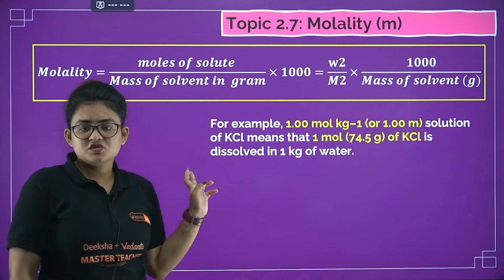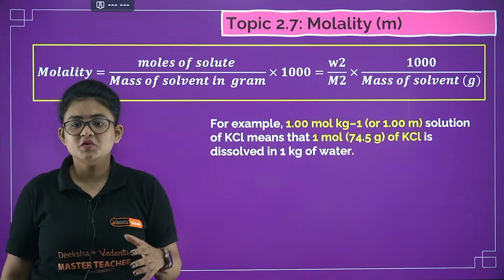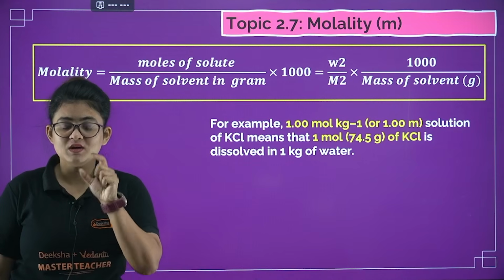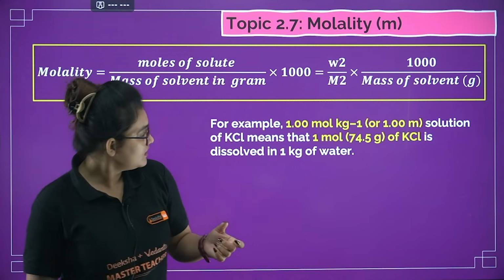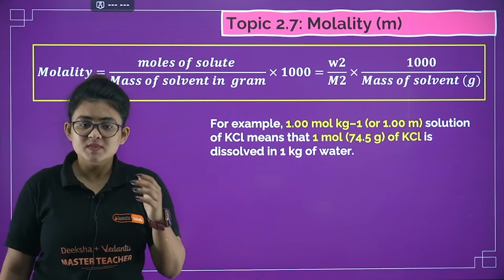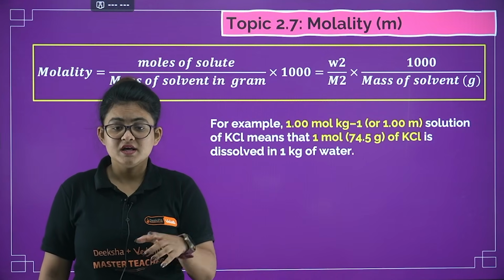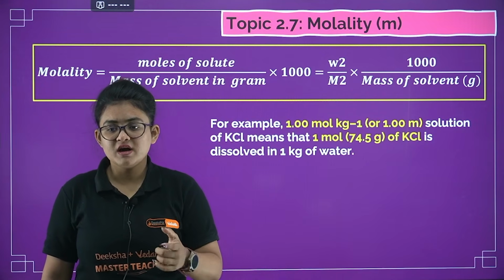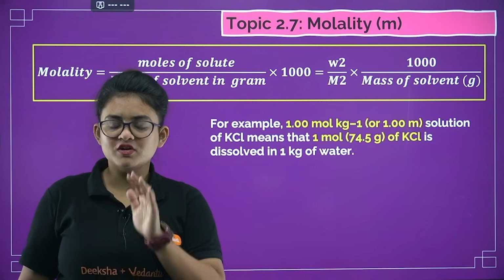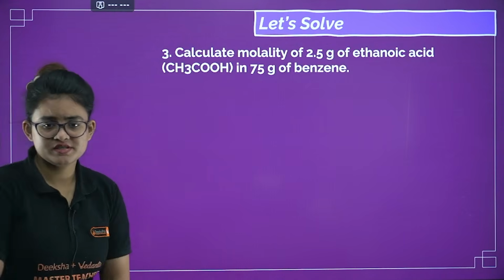That's it. Okay, so now if I say I am having a 1 molal solution, what does it mean? A 1 molal solution means 1 mole of that particular solute is present in 1 kg of water. Here they have given the example of KCl. KCl molecular weight is 74.5, so I am having 74.5 gram of KCl, since 1 mole means molecular weight, right? So I have 74.5 gram of KCl present in 1 kg of water. This is how molality can be defined. I guess it's clear. Let's proceed with a problem.